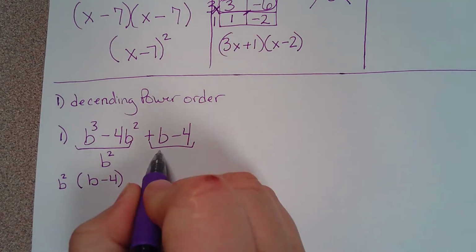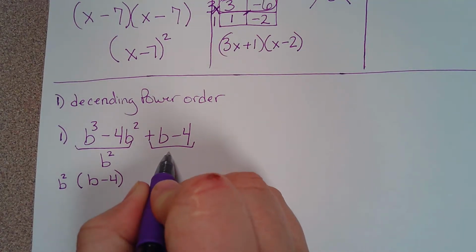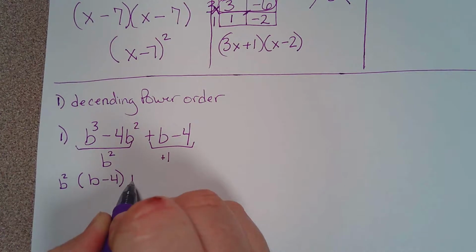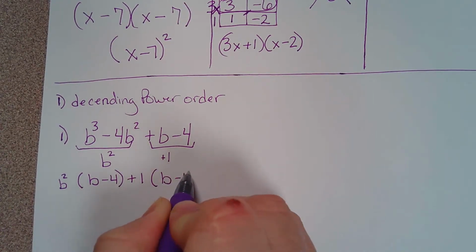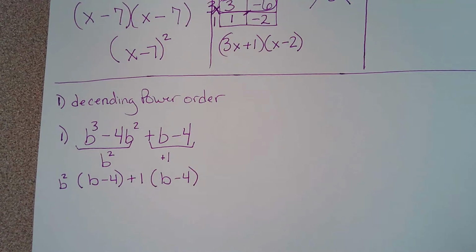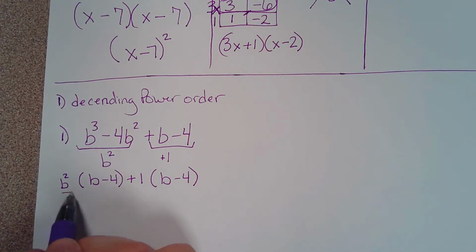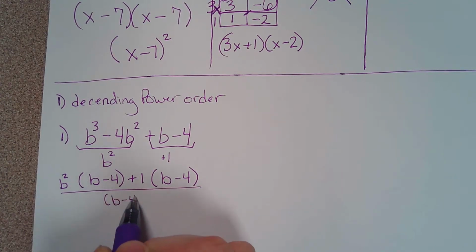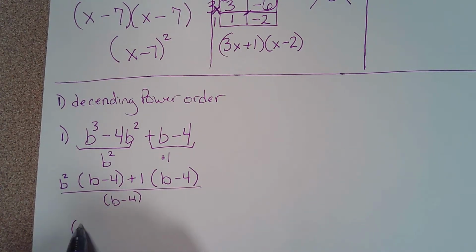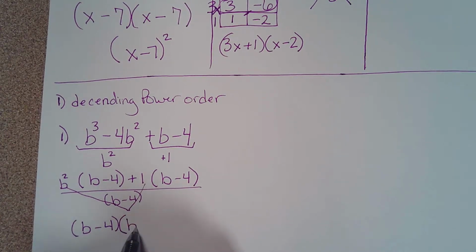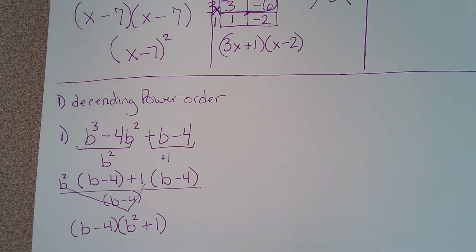Now, for this one, we can take out just a +1. So +1 times the parenthesis b minus 4. If the two groupings match, then you are able to continue the factoring. So I would then factor out a b minus 4, the whole thing. That means my first part of my answer is b minus 4. And the second part is what's left over, which is b squared plus 1. So your answer for this is b minus 4 and then b squared plus 1.